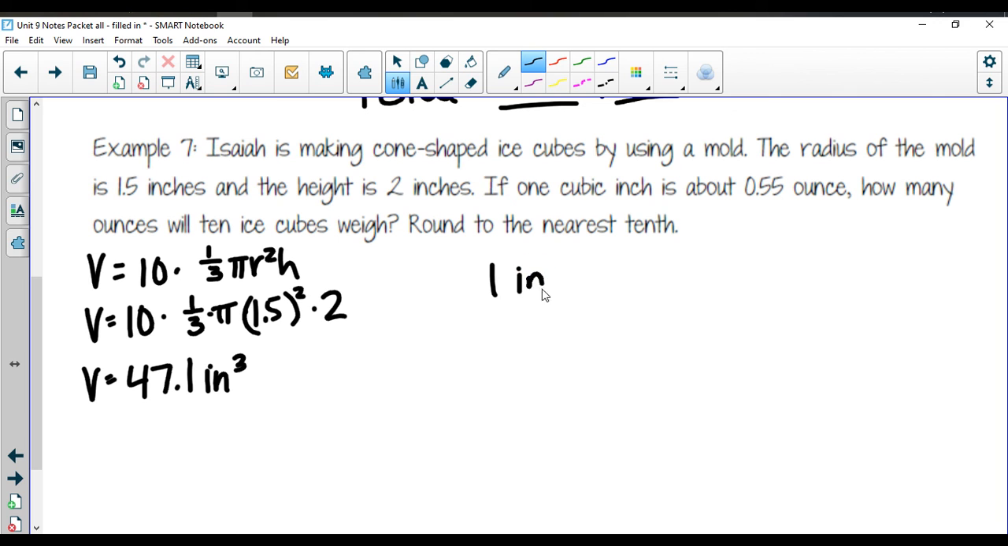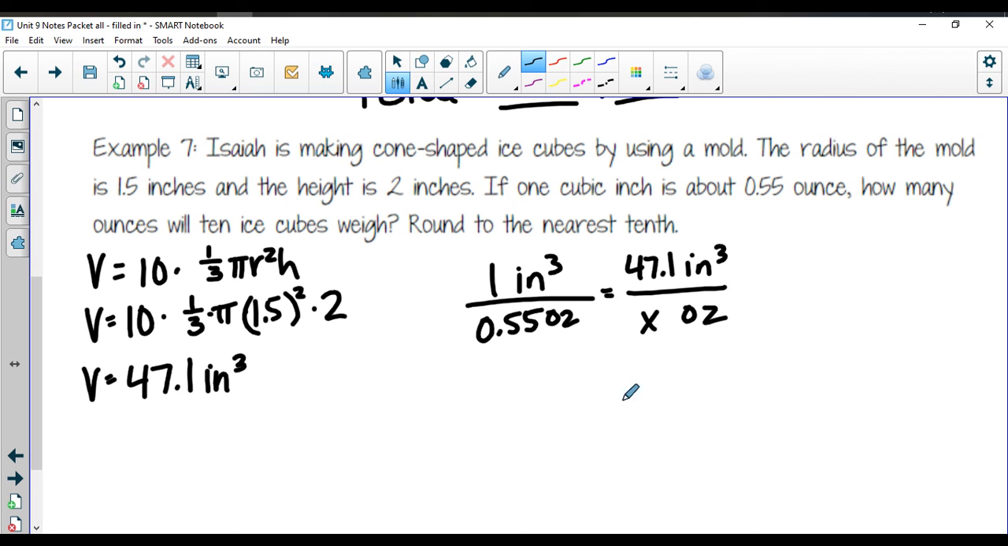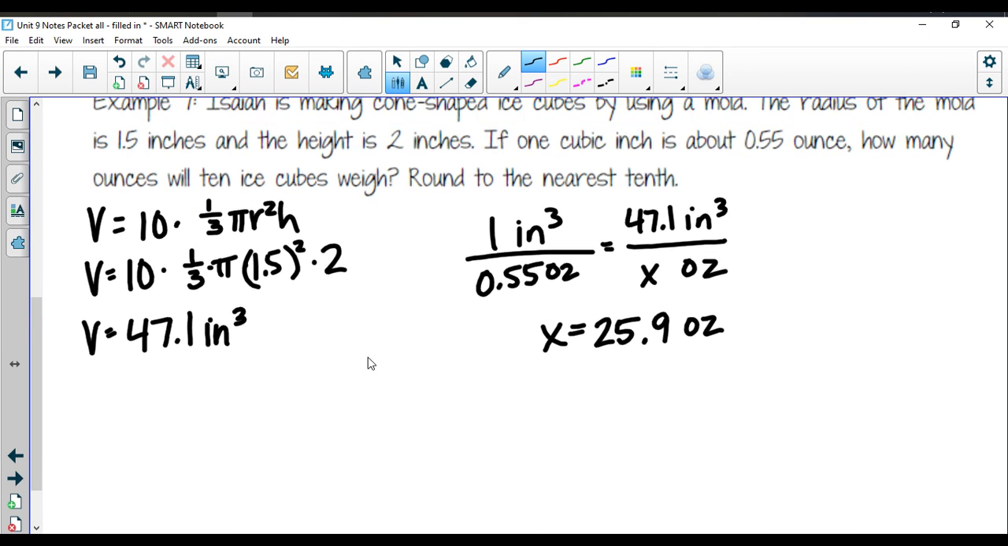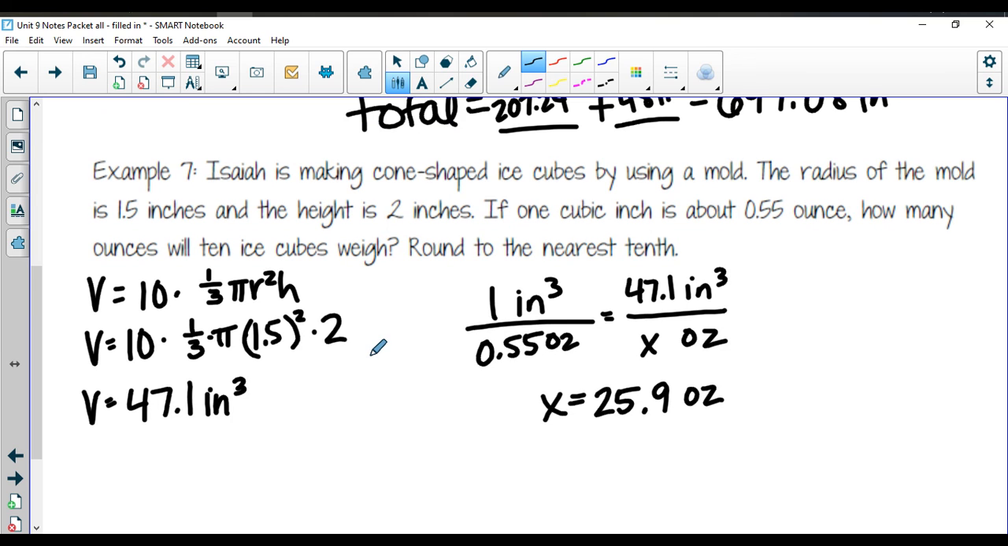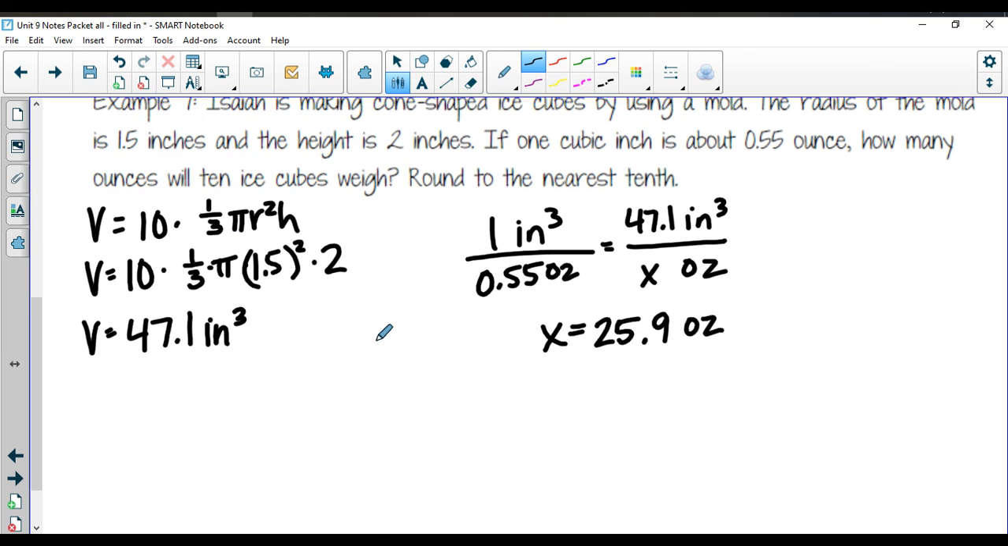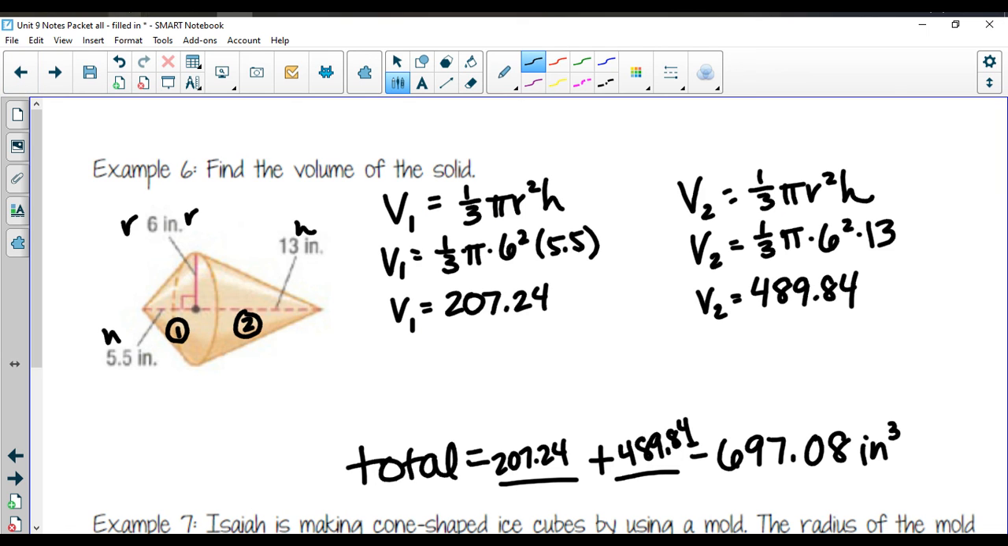And it says 1 cubic inch is about 0.55 ounces. So we have 47.1 cubic inches. So we want to know X ounces, how many that's going to be. Cross multiplying, we get X is equal to 0.55 times 47.1. And it does say round to the nearest tenth, which is good because I got 25.905. So it's just going to be 25.9. And my label for X is going to be ounces then. So you have 25.9 ounces for 10 of these ice cubes. Knowing that 16 ounces is a pound, you have about 1.5 pounds of ice cubes here in example number 7.